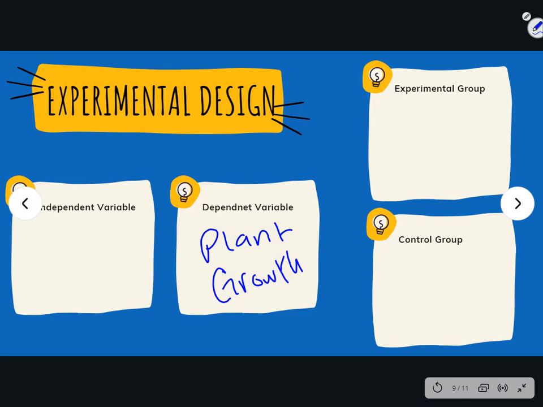Which would make what our independent variable? A little bit louder. You got this. Plant growth is our dependent variable. What's our independent variable? What are we changing? Fertilizer.